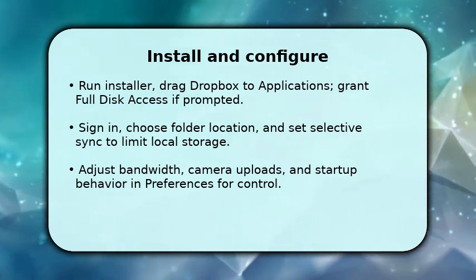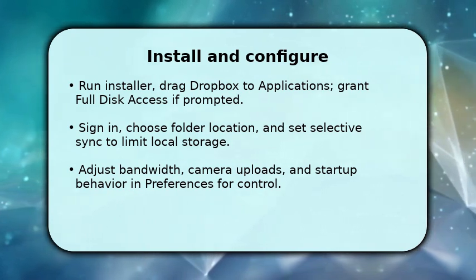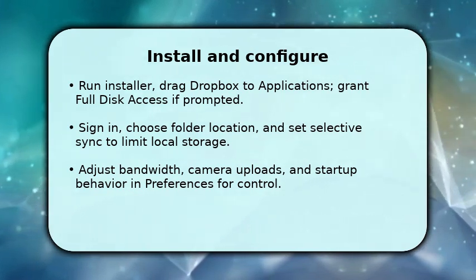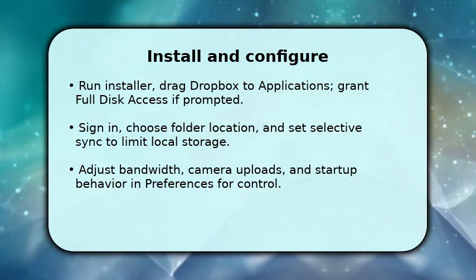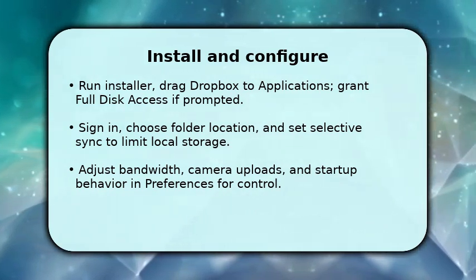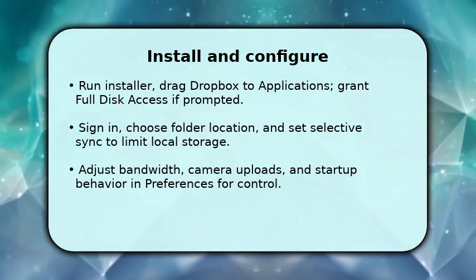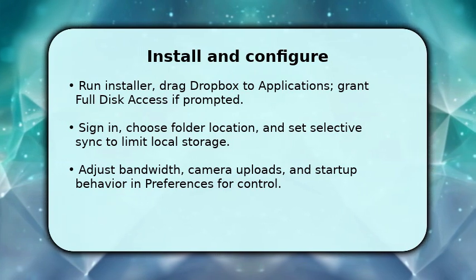Once signed in, choose a folder location, use an internal drive for speed, and set selective sync to keep only needed folders locally. Then open Preferences to throttle bandwidth, enable or disable camera uploads, and choose whether Dropbox launches at login. These control performance and background activity.